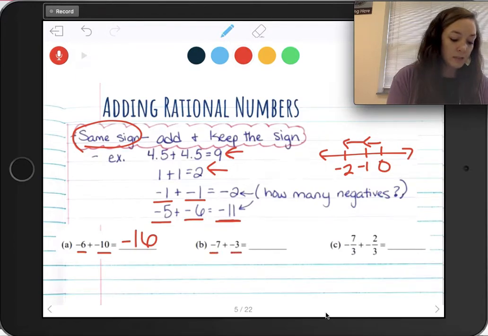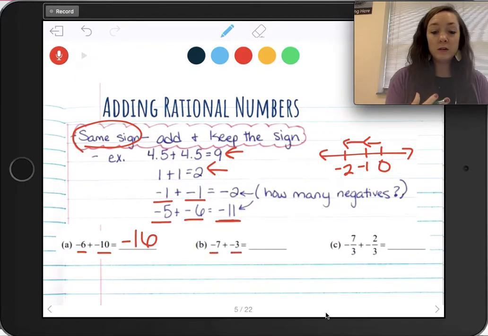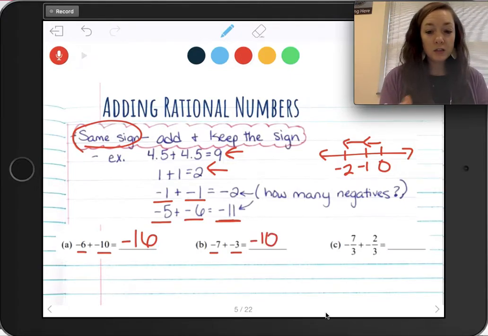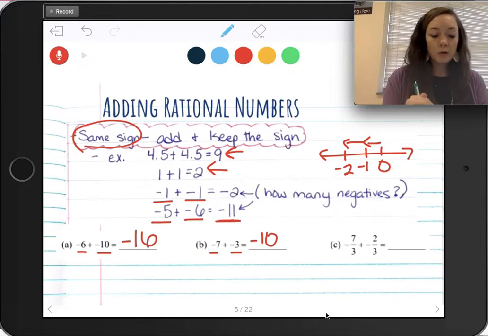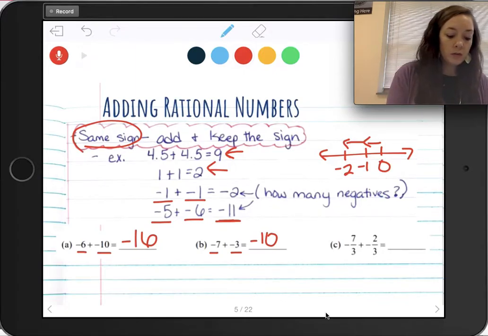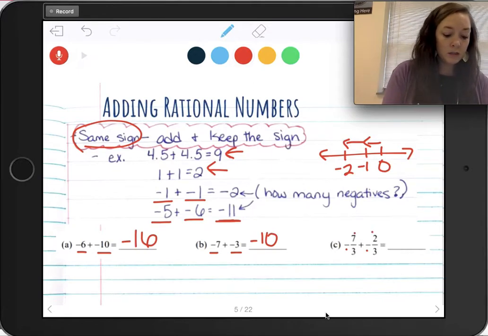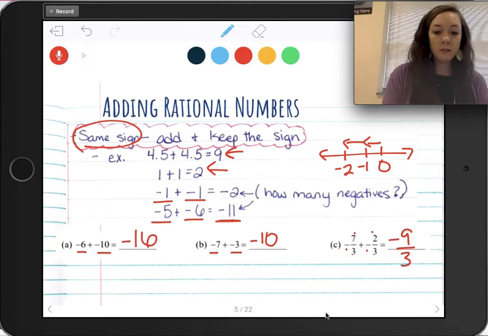Negative 7 plus negative 3. How many negatives do I have? 7 plus 3 equals 10. So negative 10. And then I have this fraction, negative 7/3 plus negative 2/3. Remember, adding fractions, denominator has to be the same. 3 is the same for both fractions. And we add the numerators. So negative and negative, I want to know how many of those I have. So 7 plus 2 is 9/3. And don't forget your negative symbol.